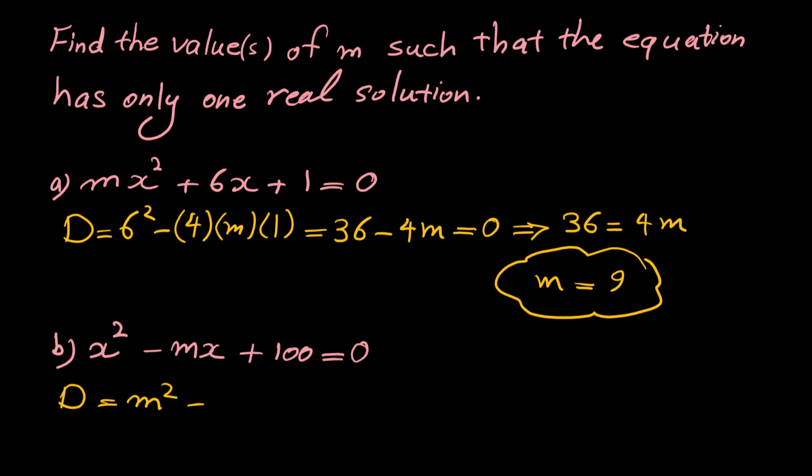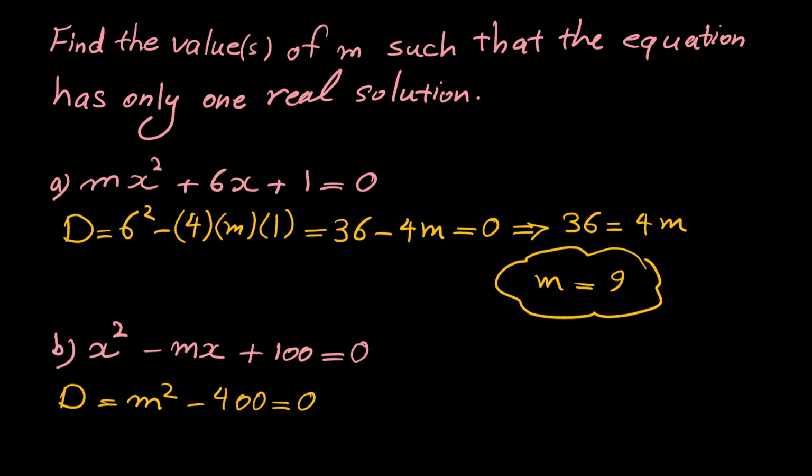Minus 4ac. 4 times a is 1, so minus 4 times 1 is minus 4 times 100. Minus 400. So minus 4ac is minus 400. And we have to set it equal to 0: m² minus 400 equals 0.